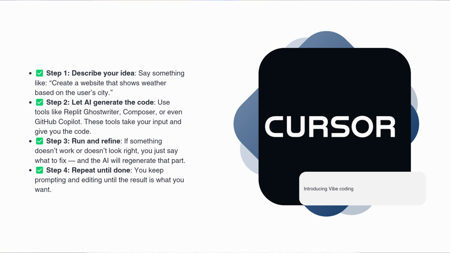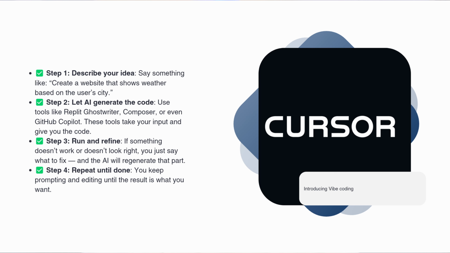How does vibe coding work? Let me tell you step by step. Step 1. Describe your idea. Say something like, create a website that shows a weather report for a user's city, or maybe write an application to review resumes. Step 2. Let AI generate the code. So it uses Replit Ghostwriter or GitHub Copilot. These are tools where you give your input and it generates code for you.